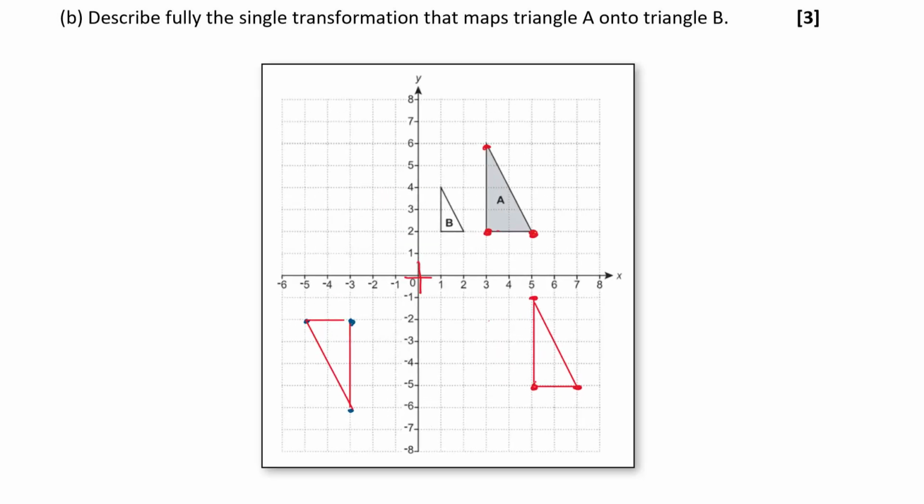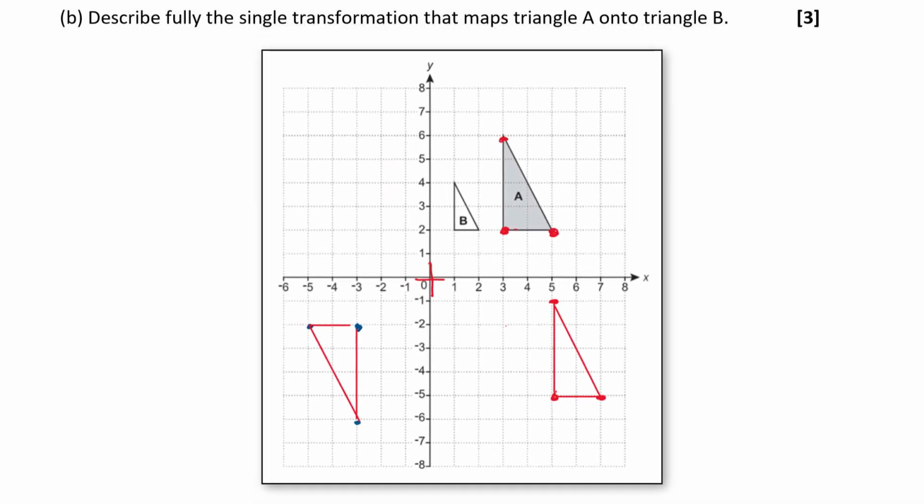Part B says, describe fully the single transformation that maps triangle A onto triangle B. Now this is a 3-mark question, so you expect to give 3 bits of information in order to get the marks. Let's go back and have a look at the diagram. You can see A and B, they're sitting next to each other. A is bigger than B. Remember, A is the original image, the object though, and B is the image. So A has been transformed onto B.